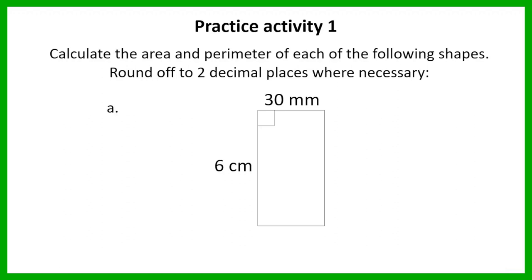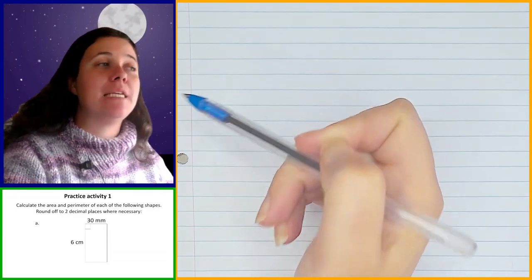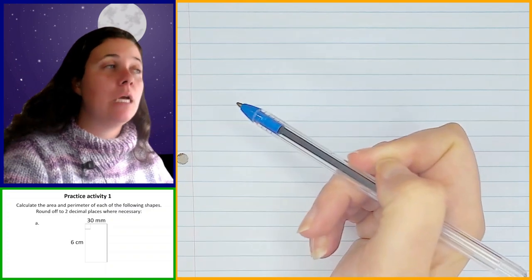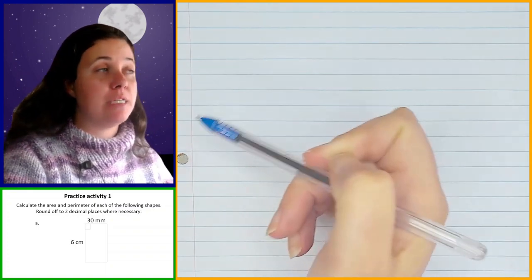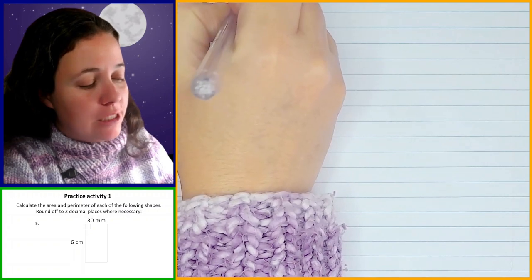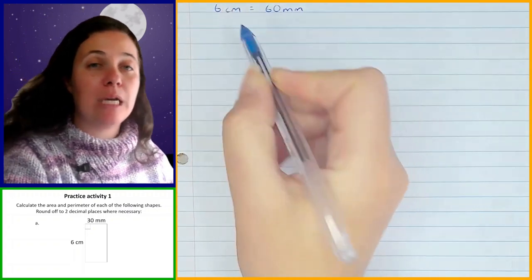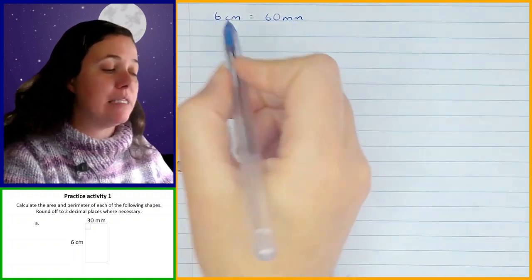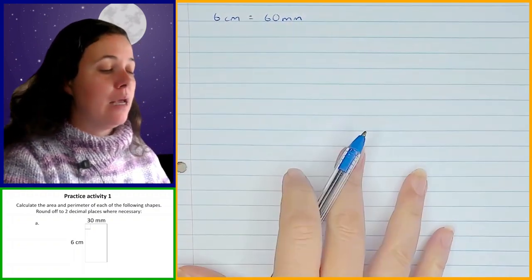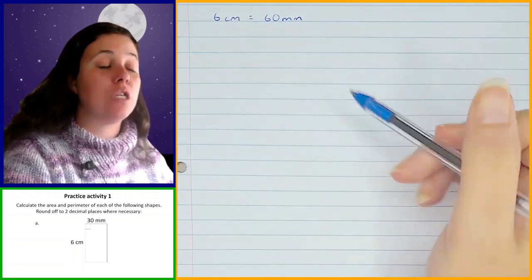Okay, so let's go through that quickly. So first of all, like I said, you had to convert either the 6 centimeters to millimeters or the 30 millimeters to centimeters. So if you chose to convert the 6 centimeters to millimeters, you should have found that it is 60 millimeters. Okay, when you convert from centimeters to millimeters, you multiply by 10. Okay, so I'm going to do it that way, and then I'll also do it the other way in case you convert it the other way.